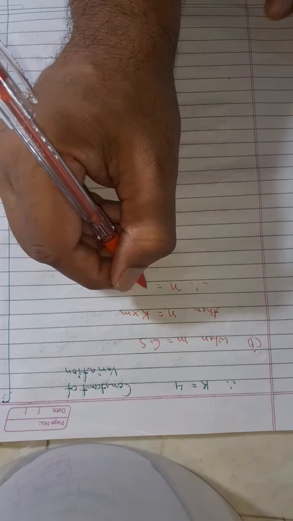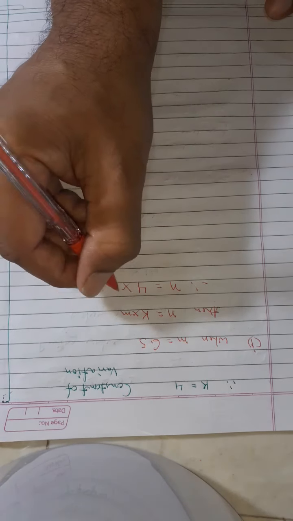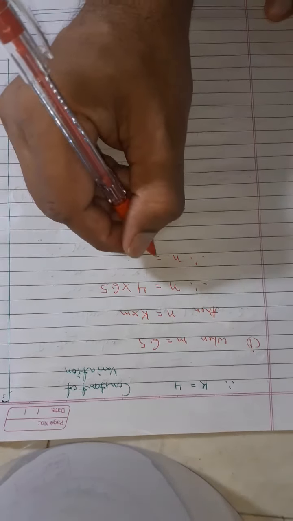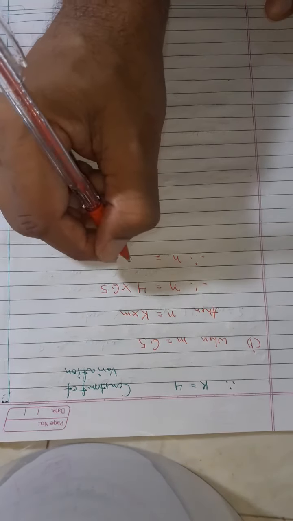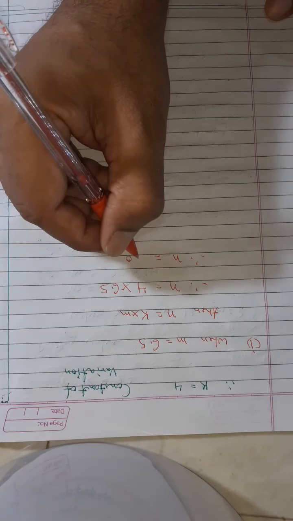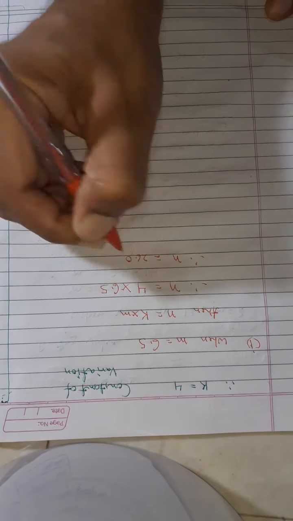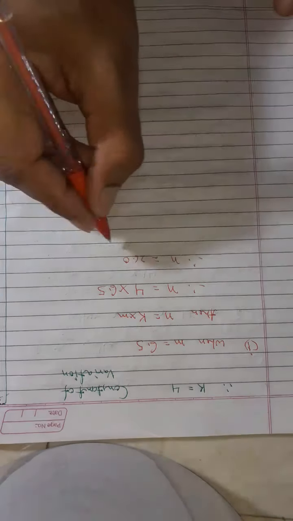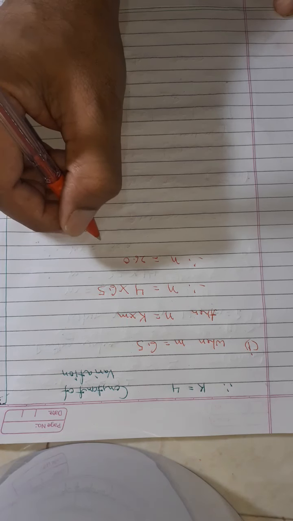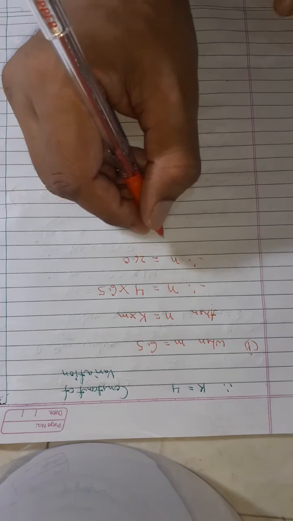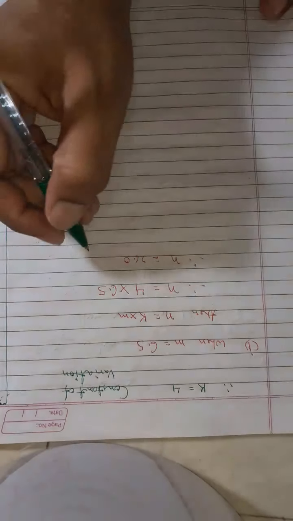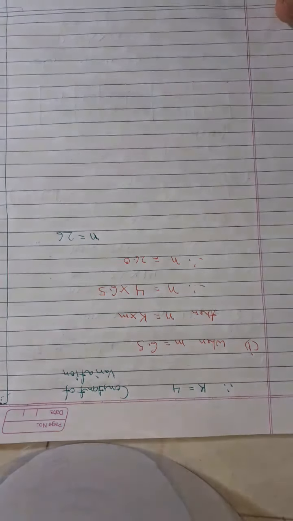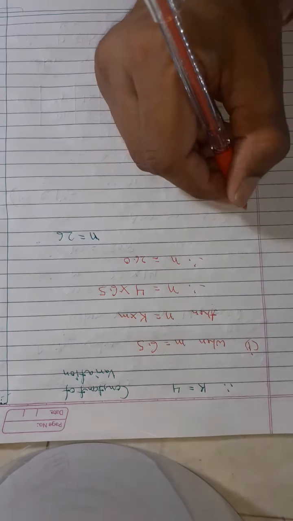K is 4 into m which is 6.5. So therefore n is equal to what? 4 5 is 20, 4 6 is 24, to 26. Clear? So you got n is equal to 26. So n is equal to 26. Clear? Now comes the second part.